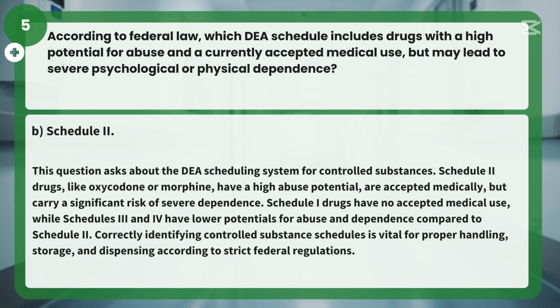Answer: B. Schedule 2. This question asks about the DEA scheduling system for controlled substances. Schedule 2 drugs, like oxycodone or morphine, have a high abuse potential, are accepted medically, but carry a significant risk of severe dependence. Schedule 1 drugs have no accepted medical use, while Schedules 3 and 4 have lower potentials for abuse and dependence compared to Schedule 2. Correctly identifying controlled substance schedules is vital for proper handling, storage, and dispensing according to strict federal regulations.